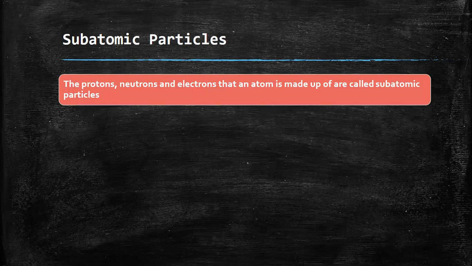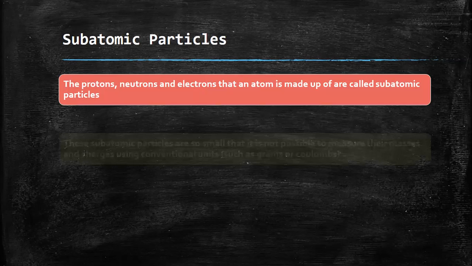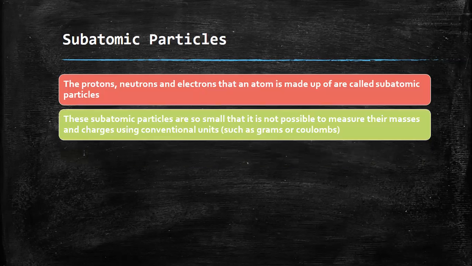Everything that together makes up the atom is called subatomic particles. These subatomic particles are so small that it is not possible to measure their masses and charge using conventional units such as grams and coulombs. They are not so big that we can put them on a balance and weigh them.